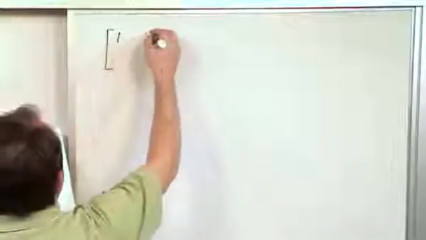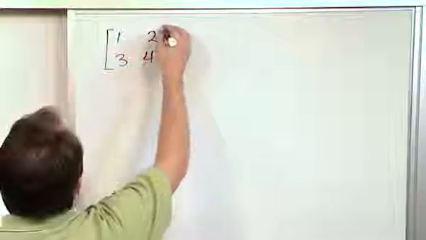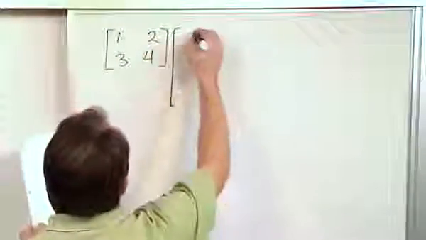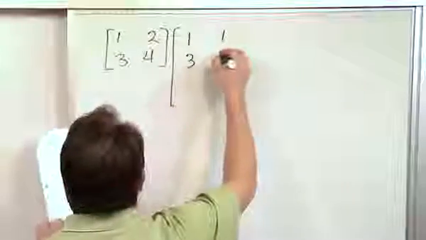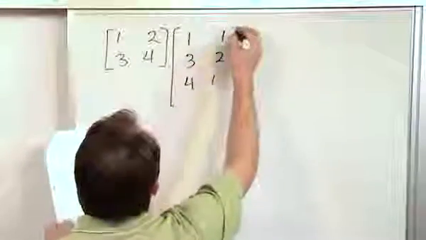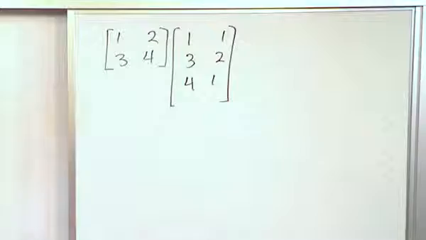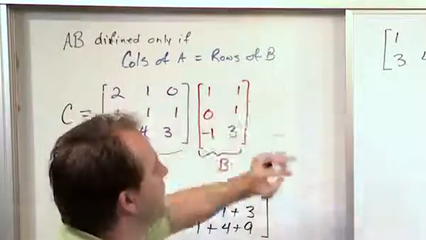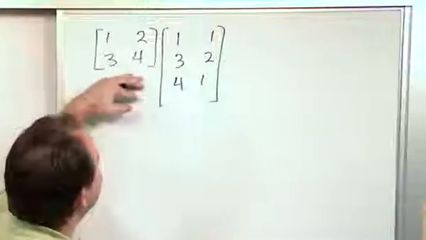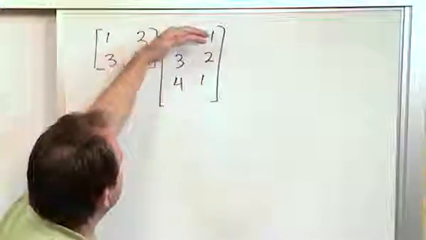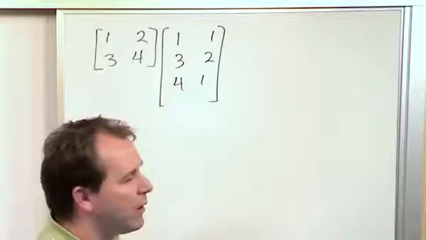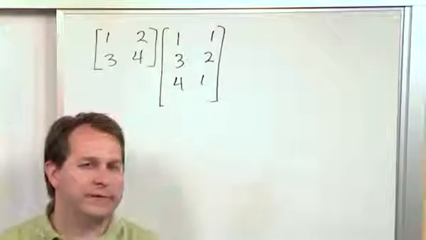So 1, 2, 3, 4. This is a 2 by 2 square matrix, and let's say we're asked to multiply it by this. Let's say you have 1, 1, 3, 2, 4, 1. And let's say we want to multiply these together. Well, first of all, originally we said the columns of A have to be equal to the rows of B. The columns of A, that's two columns. The rows of B is 3. So we have 2 columns and 3 rows, so according to our rule, we're not able to multiply them.